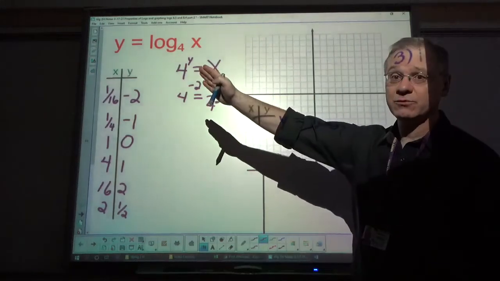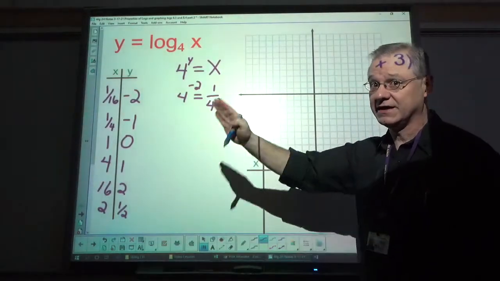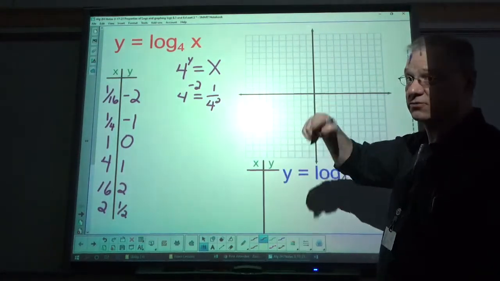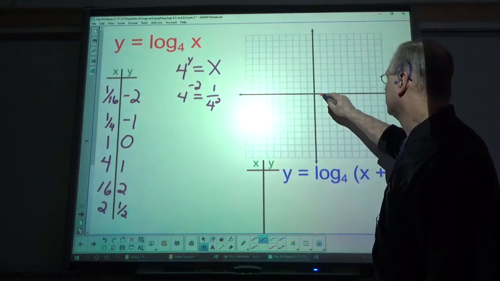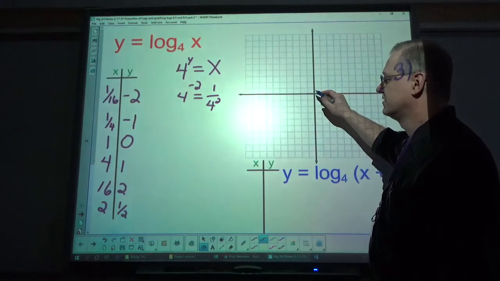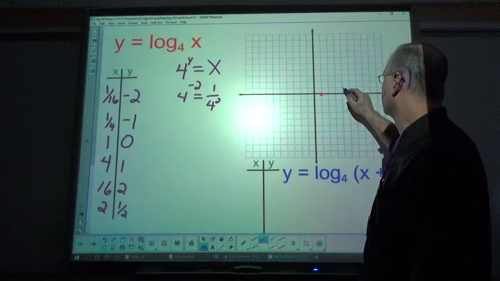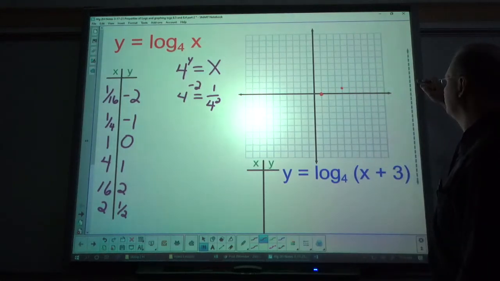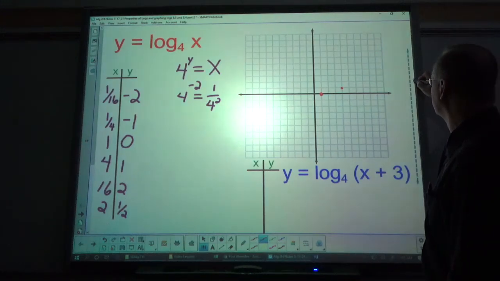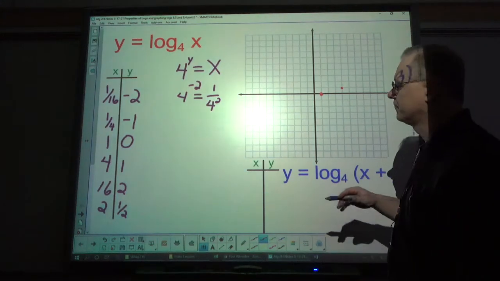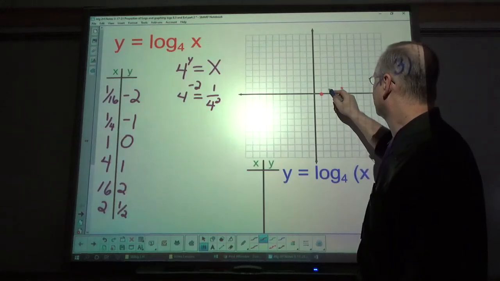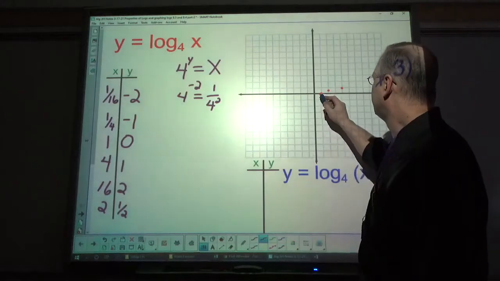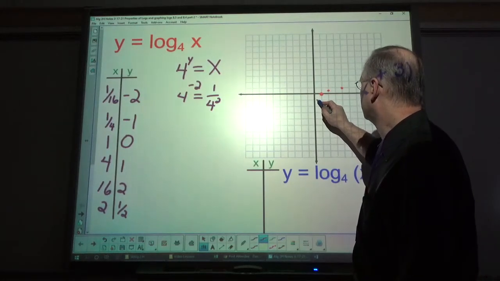Remember, now that we have plugged in for y and gotten answers out for x, when we go to graph it, I'm going to go 1, 0, not 0, 1. 1, 0. Let's see, 4. 1, 2, 3, 4, 1. 16, 2, so that's way out here somewhere. 2, 1/2. All right. 1/4, negative 1.